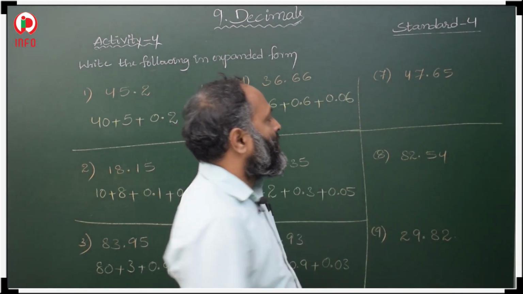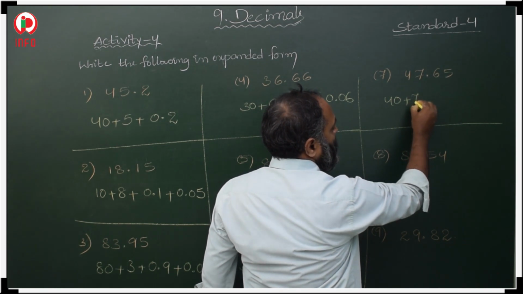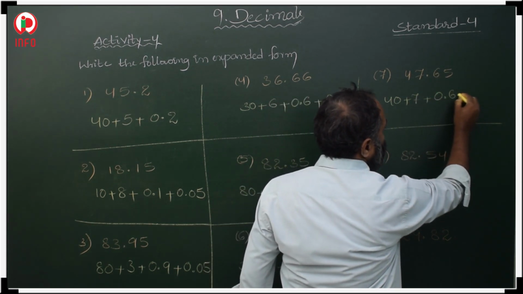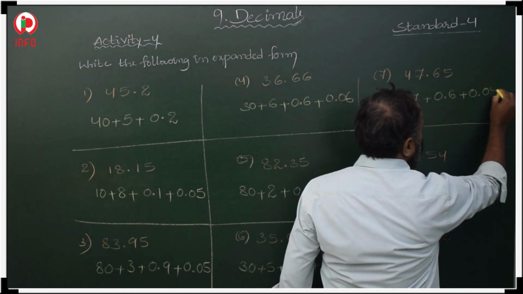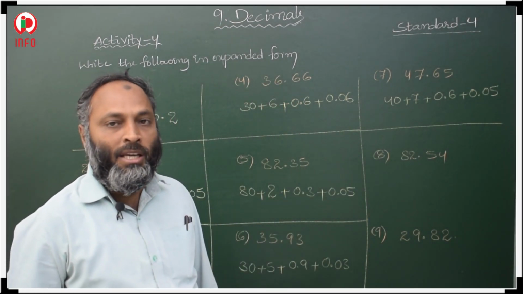4 is in tens place, 40. 7 is in ones place, 7. Now decimal numbers. 6 is in tenths place, 0.6. This 5 is in hundredths place, 0.05. It's very easy, expansion is very easy.